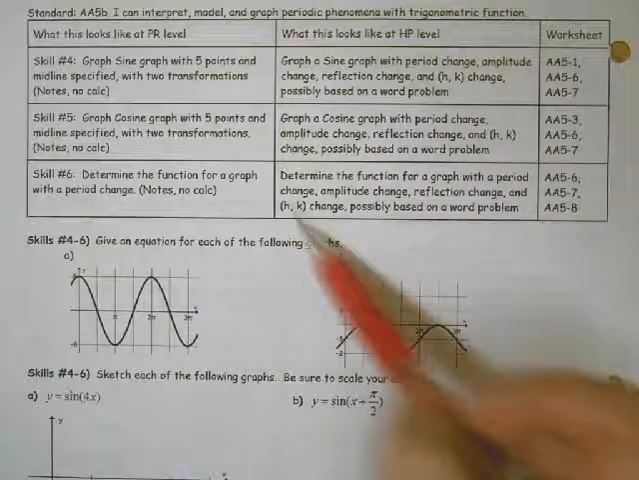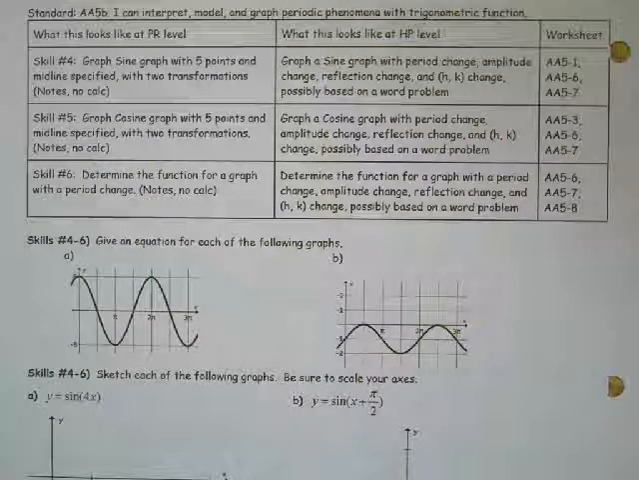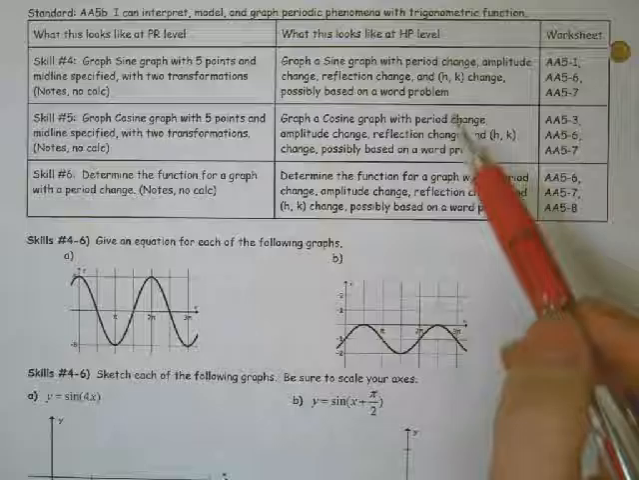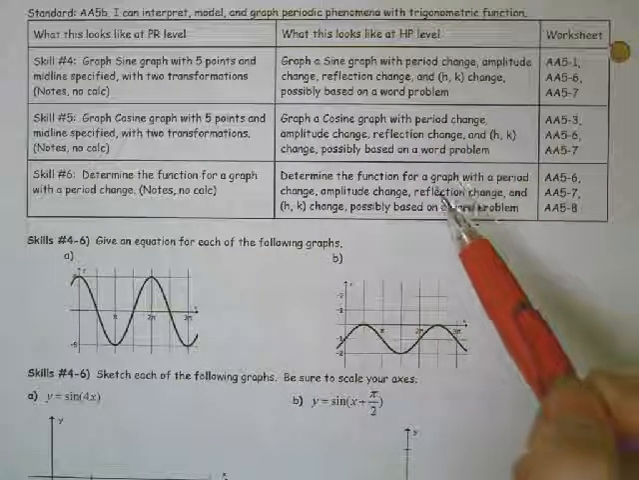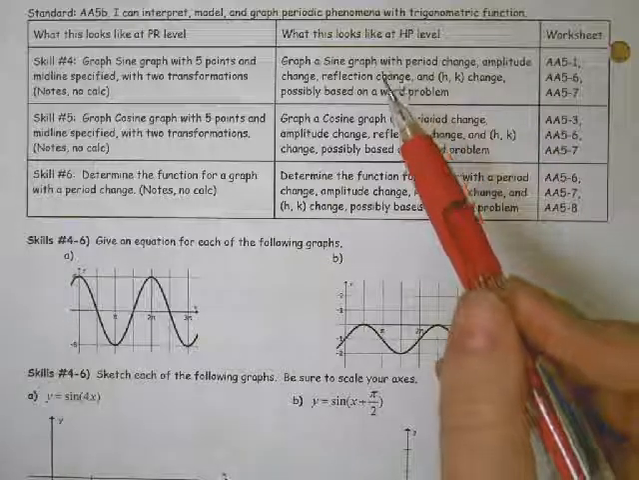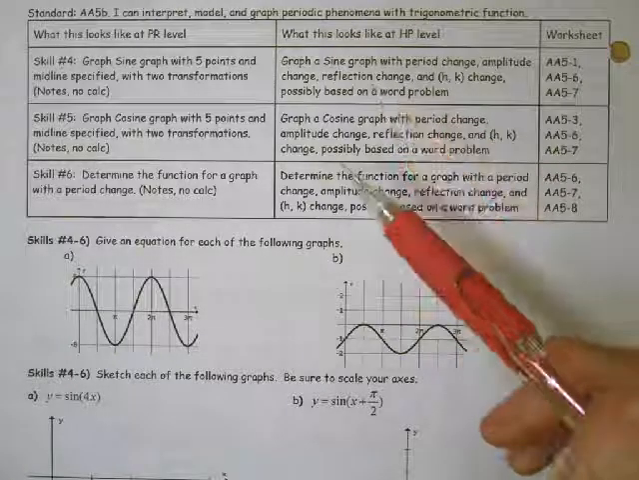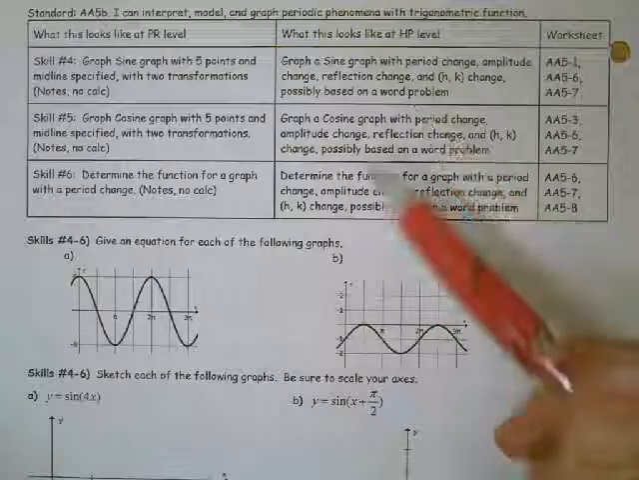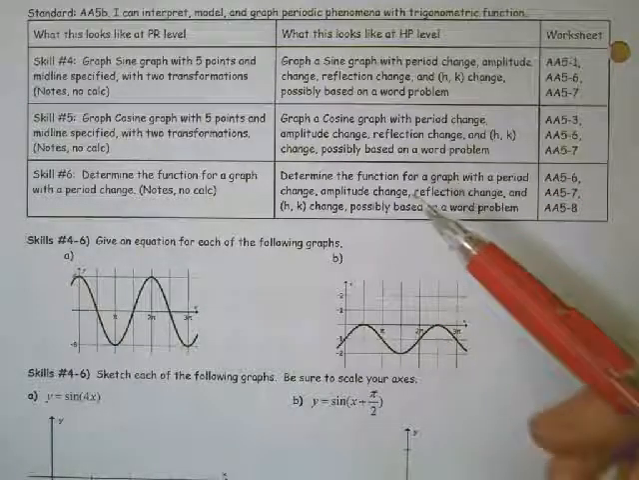For the highly proficient level, you're doing more than 2 transformations. So it could be based on a word problem, it could be a reflection change, so an orientation change. So there could be a lot of different transformations happening at the highly proficient level.